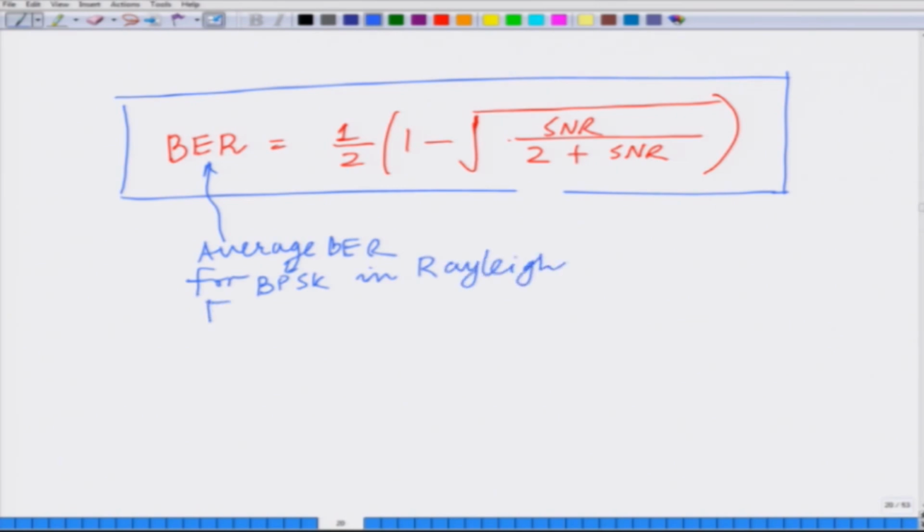The nature of the fading is also important. Rayleigh fading wireless, this is the average bit error rate. This is the formula for the average bit error rate for BPSK modulation in a Rayleigh fading wireless channel. And what we have done is we have derived the exact expression for this bit error rate. So, we will stop this module here and we will continue with other topics in the subsequent modules. Thank you very much.